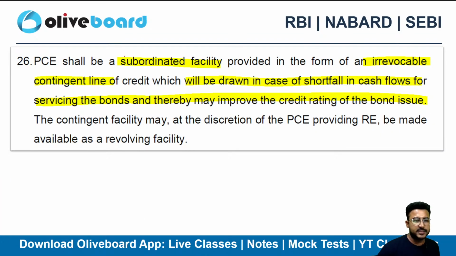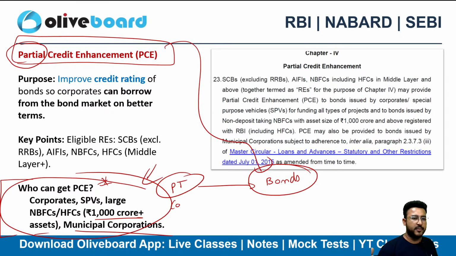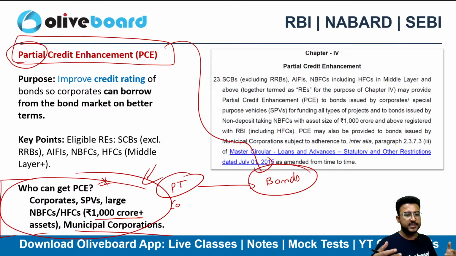So as I told you, it's a subordinated facility. It's an irrevocable line of credit. That means the bank needs to honor the obligation. If I am facing a shortfall in the cash flow, if I am not able to deliver my obligation related to the repayment of my bond, then the bank will be definitely doing so, right? So again, it's a part of guarantee only. That's why we are studying it here. So, sir, why did you tell about the partial credit enhancement? Because there are certain limits which are applicable in this particular circular. I'll discuss it in a few minutes. Okay. But first I need to give you guys a quick understanding of what partial credit enhancement is. Okay.